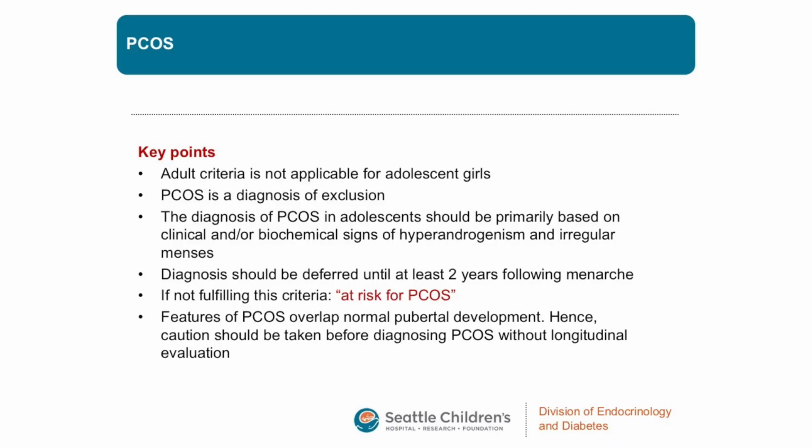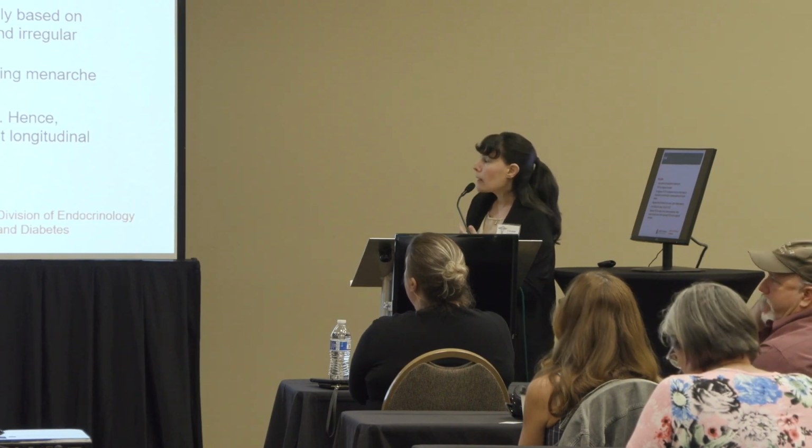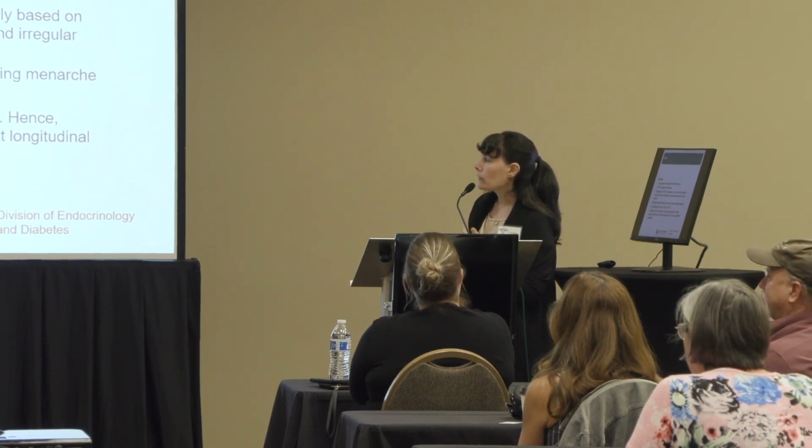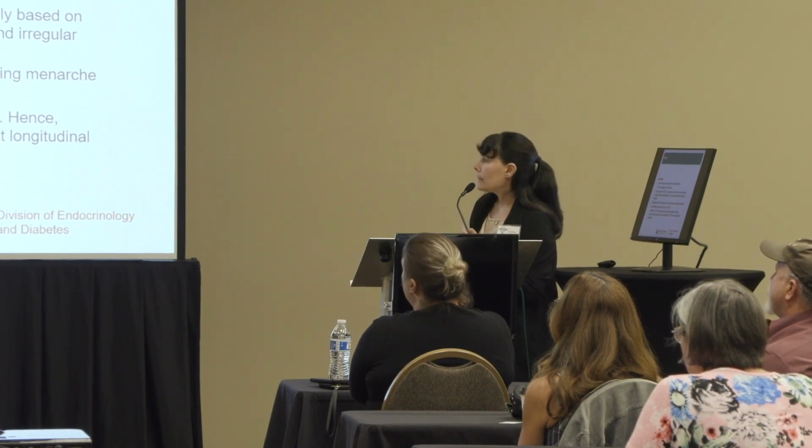Next slide. The key point is that adult criteria are not applicable for adolescent girls. It's a diagnosis of exclusion, and we talk about the things to think about. The diagnosis of PCOS should be primarily based on the clinical and/or biochemical signs of hyperandrogenism as well as the irregular menses. And it should not be given to a patient within the first 2 years post-menarche. Again, we talk about why.